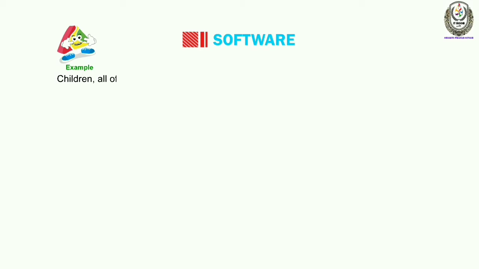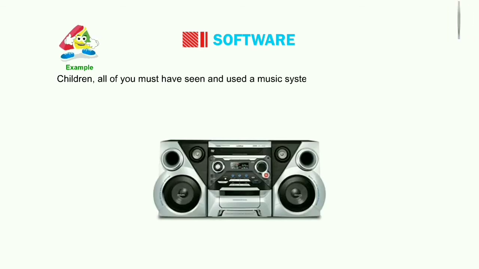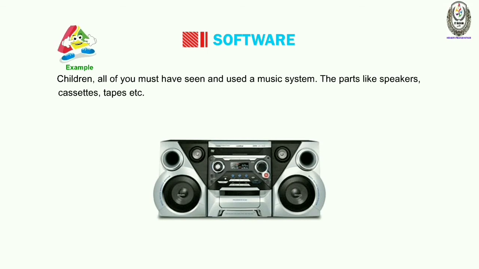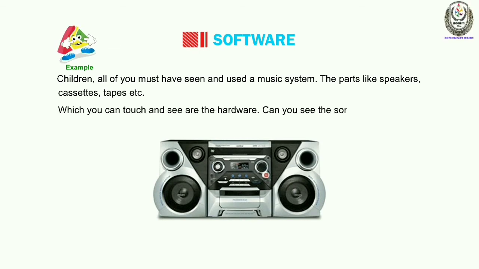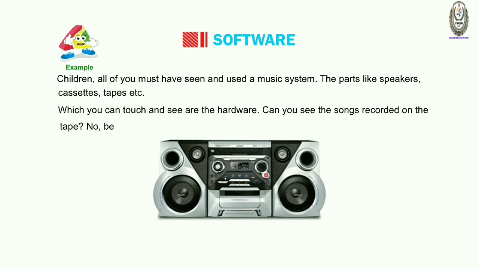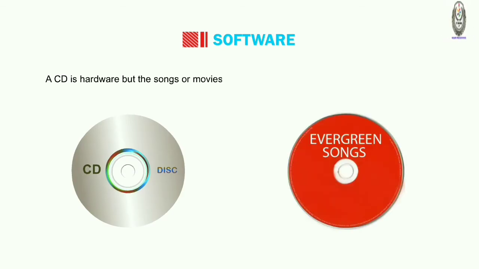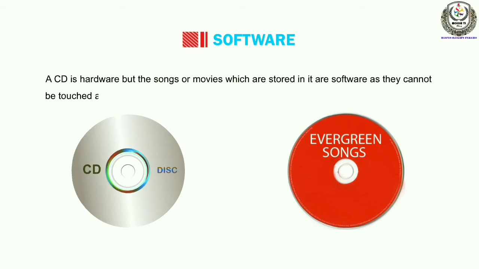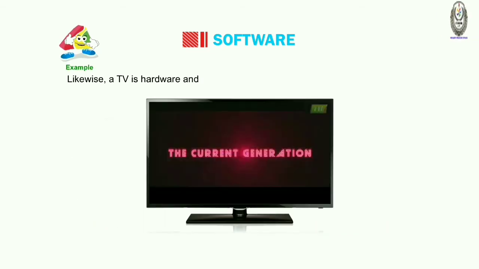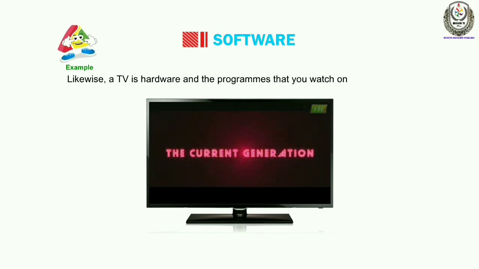Children, all of you must have seen and used a music system. The parts like speakers, cassettes, tapes, etc. which you can touch and see are the hardware. Can you see the songs recorded on the tape? No, because that is software. A CD is hardware, but the songs or movies which are stored in it are software, as they cannot be touched and seen. Likewise, a TV is hardware and the programs that you watch on it are software.